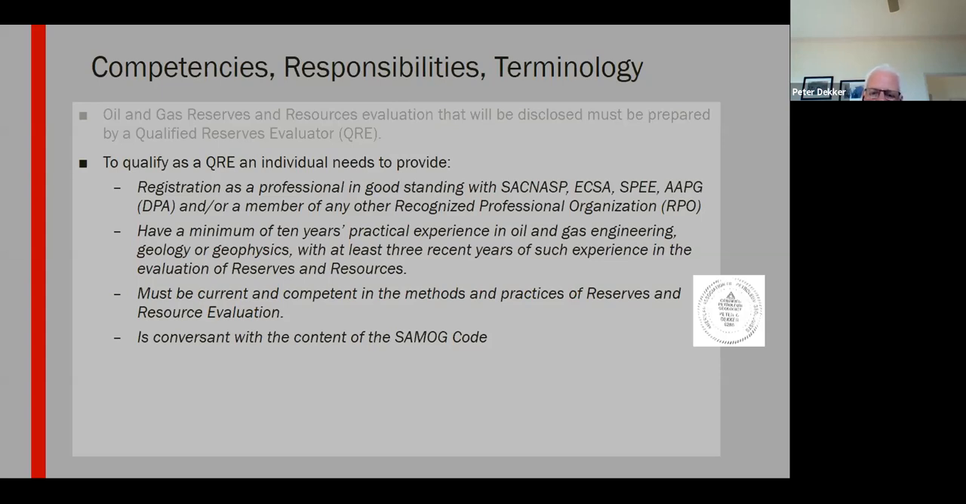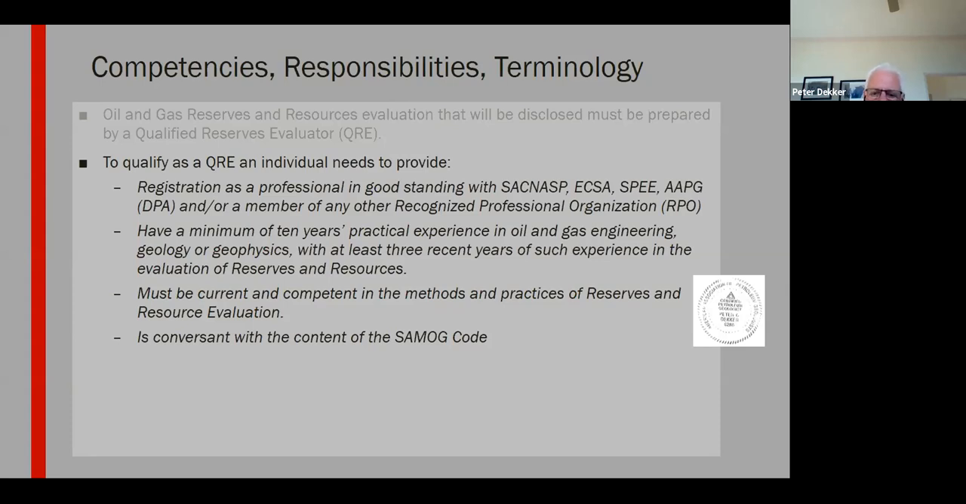They must have a minimum of 10 years practical experience in oil and gas engineering, geology, or geophysics, with at least 3 recent years of such experience in evaluating reserves and resources. You will see that this is now out of line compared to the PRMS, because the PRMS used to have the QRE as 10 years only, but now they've got the QRA as 10 years and the QRE of 5 years. But we in SAMOG have agreed that we still want them to have 10 years experience, and we are debating whether we should get the QRE definition in line with the PRMS, or we should leave it as QRE, and I think we're going to leave it as QRE for the PRMS.